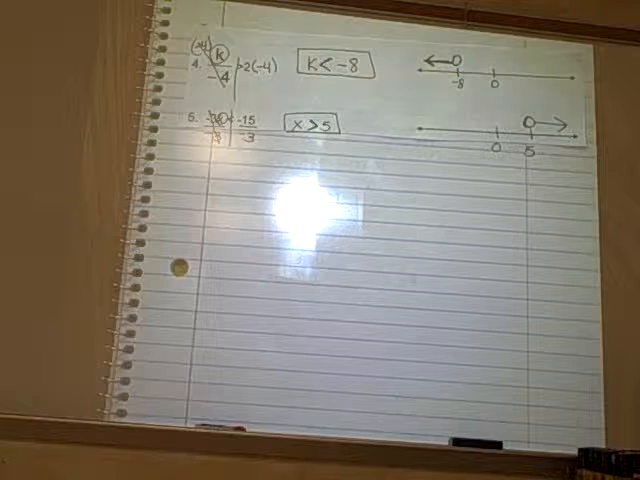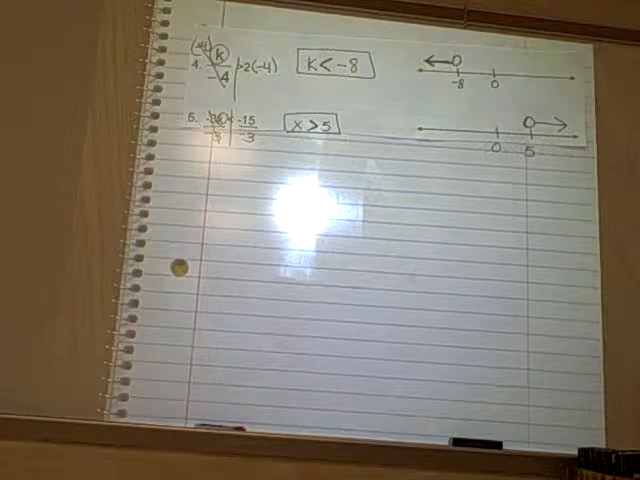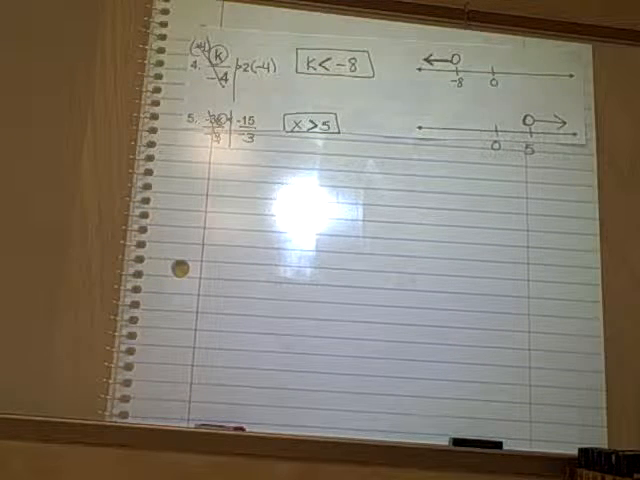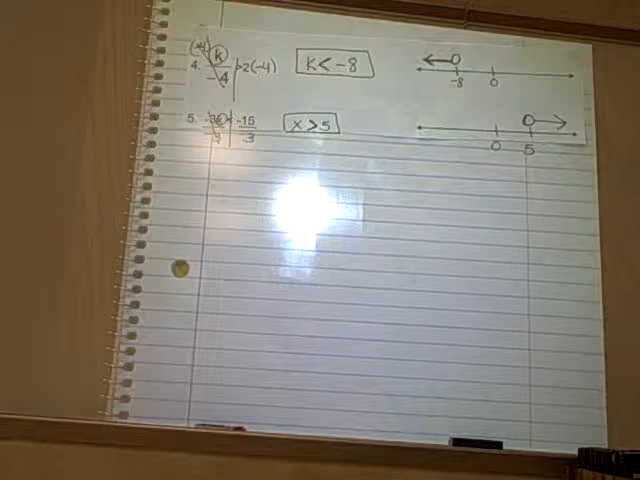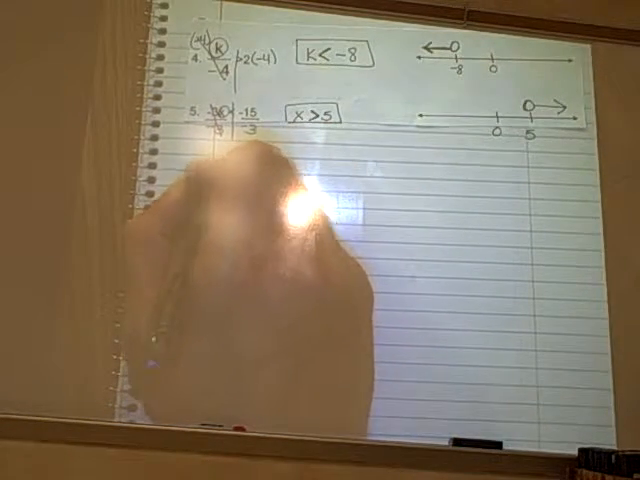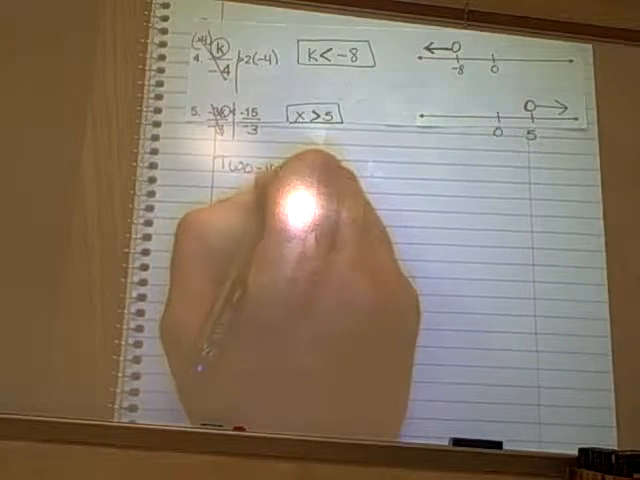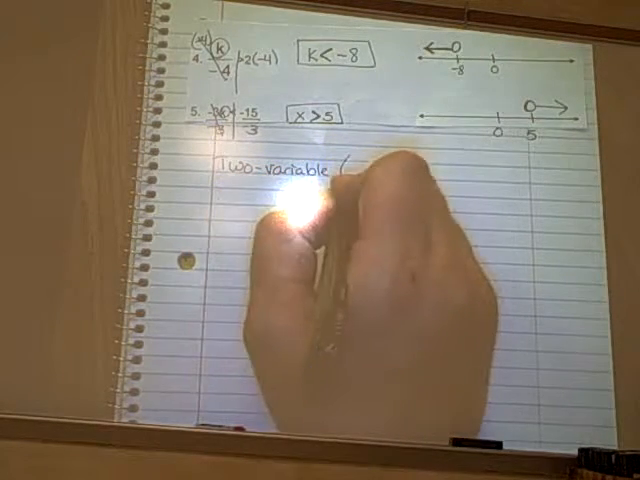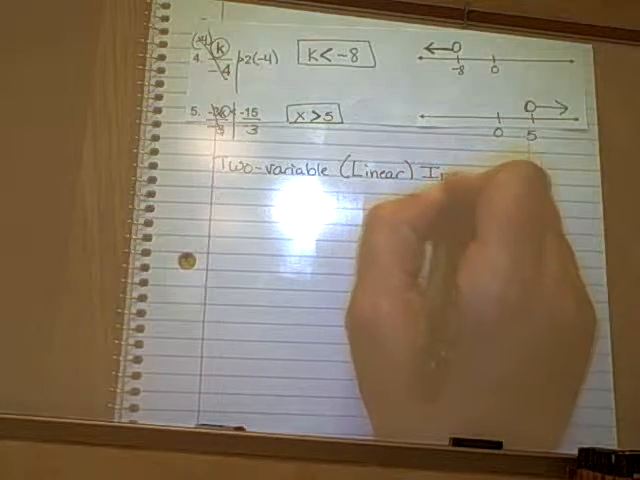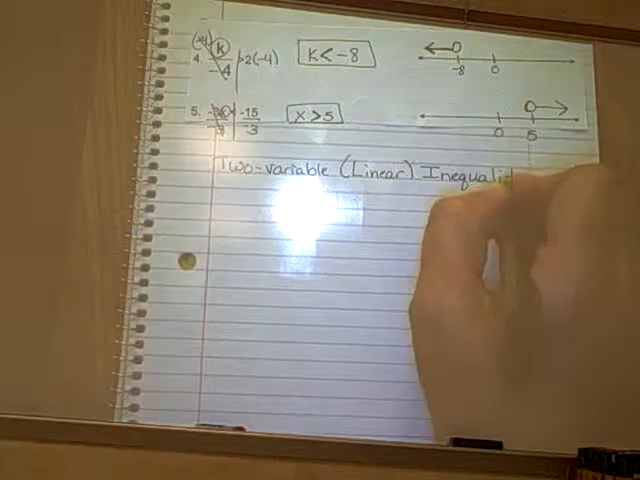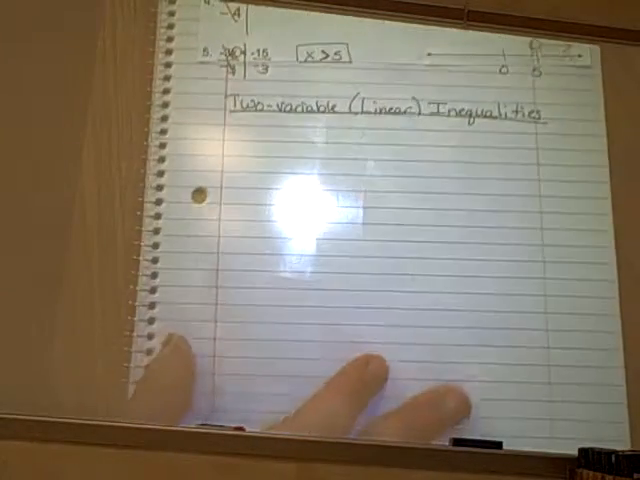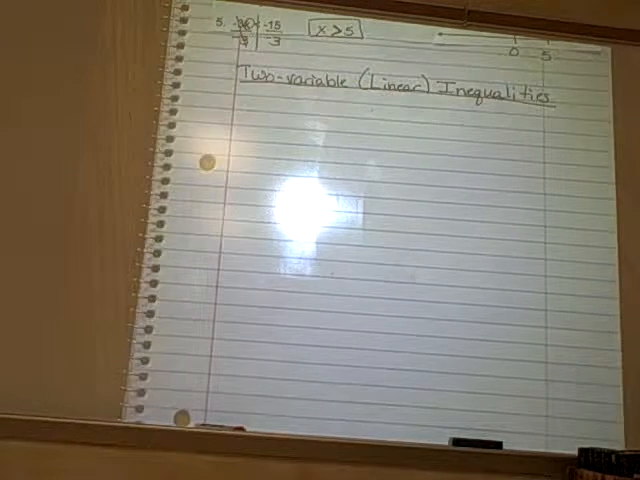Okay, so any questions on single variables or one variable inequalities? Because we're going to switch gears now to two variable inequalities. So right here, let's do a new title. Two variable. These are also called linear inequalities. Two variable or linear inequalities.